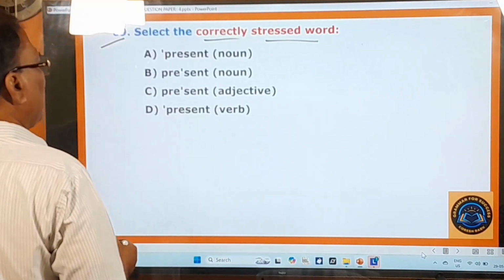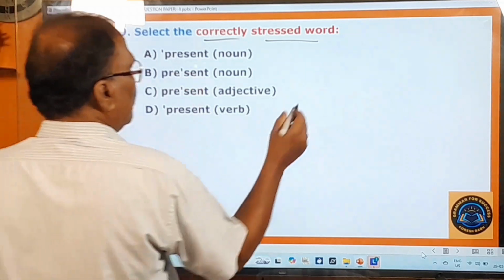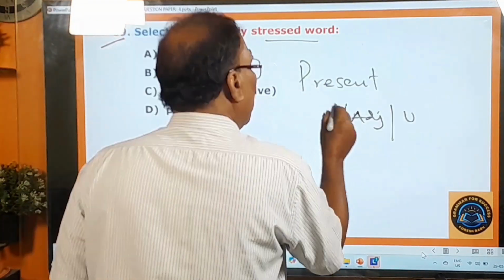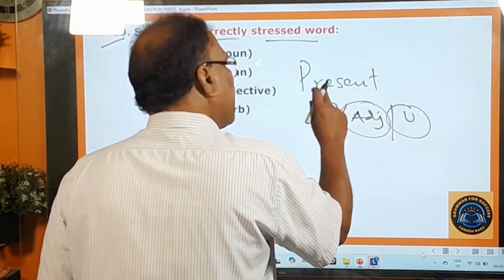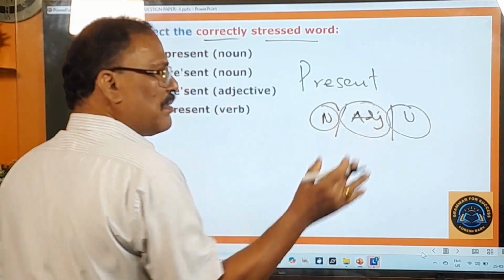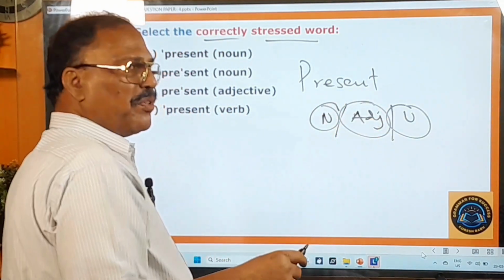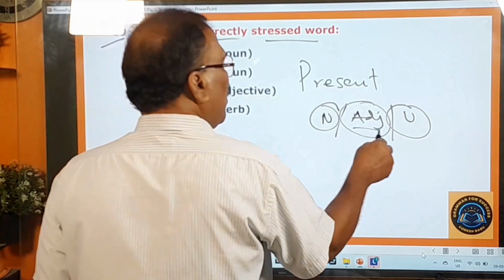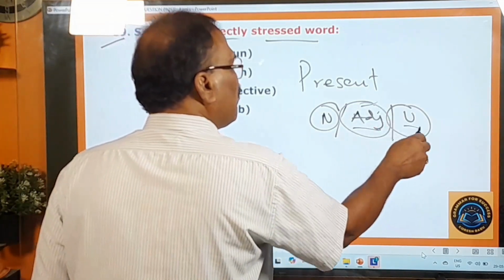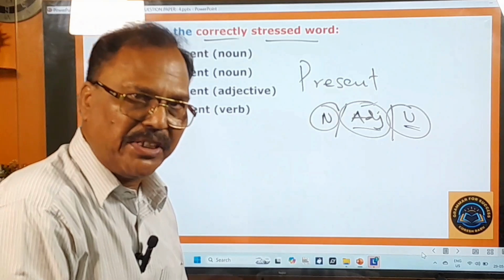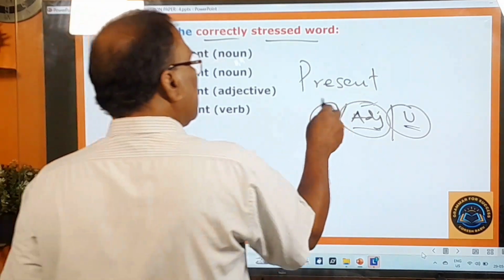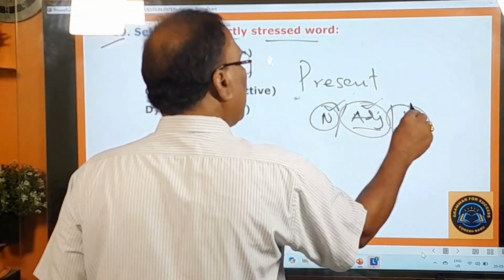Yes, here you pay attention. Present, it functions in three capacities. Present means noun, the present. I have given him a beautiful present. In the present moment, adjective. Present means verb: I am going to present you a beautiful gift. So present is a noun, adjective and a verb.